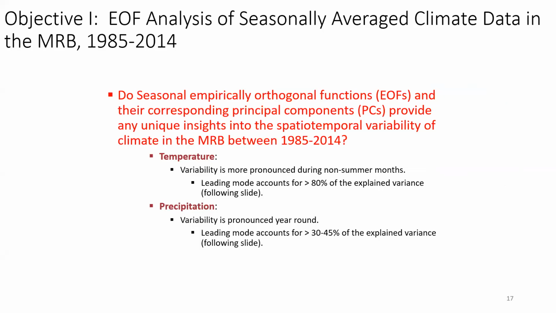So for objective one, these are some preliminary results that highlight the seasonal EOF analysis for both daily mean temperature and daily precipitation. For temperature, it looks like variability is more pronounced during the non-summer months. And the leading mode, EOF1, accounts for greater than 80% of the variance explained from the data set. And we'll see that more on the following slide. Now, precipitation-wise, variability is more pronounced the entire year round. And the leading mode for that only accounts for anywhere from 30 to 45% of the explained variance.